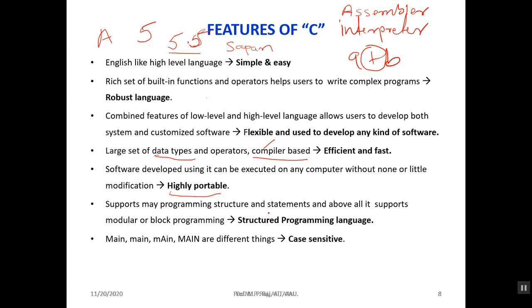It supports many programming structures and statements, and above all it supports modular and block programming. It has so many statements in it, because of which we can write our programs very easily and fast compared to any other programming language. And which kind of programming does it support? Modular or block programming. Because of this, it is known as a structured programming language. Why is it known as a structured programming language? Because it supports modular or block programming. We need to write our program in small chunks, and we can use those chunks wherever we require. We don't need to write the same set of statements again and again.